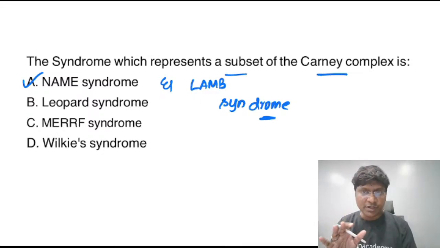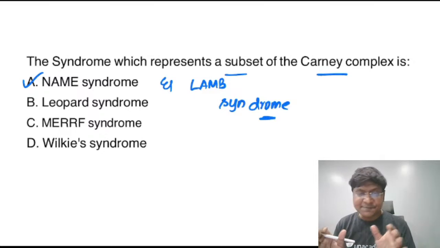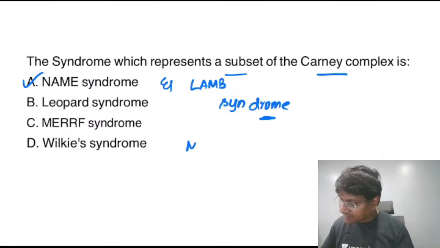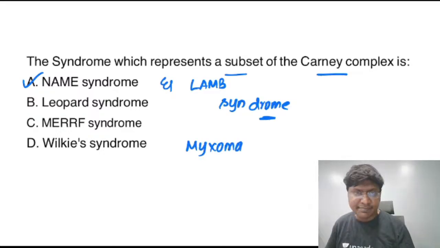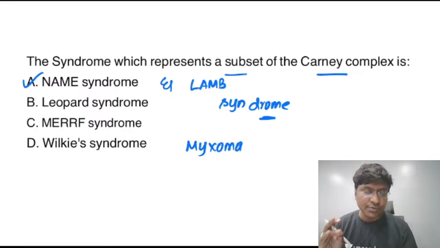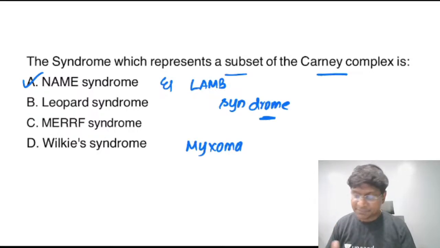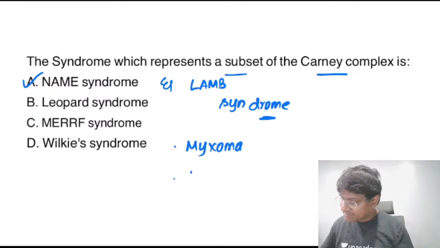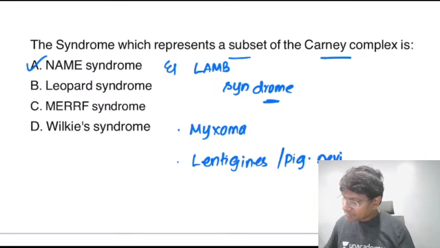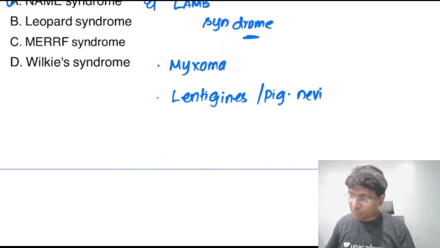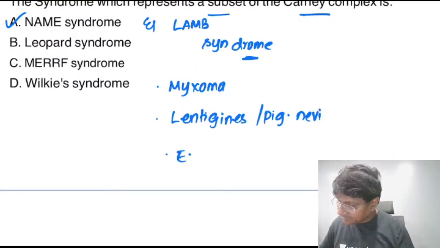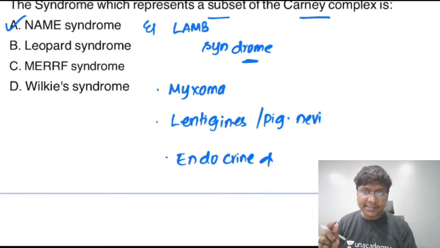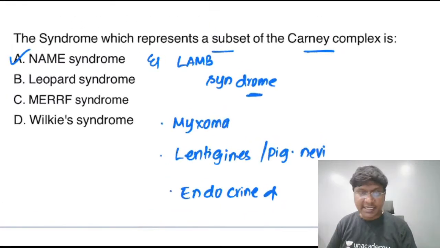What will be the subset of the Carney complex? Number one, you have the myxoma, that is cardiac myxoma or cutaneous myxoma or the myxoma within the breast. The other important subset is the presence of lentigines, or the presence of pigmented nevi. And third important is the endocrine overactivity. These are the things that you will see in the Carney complex.